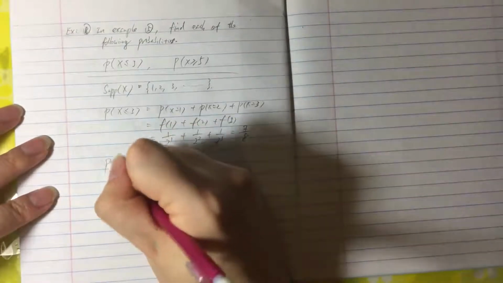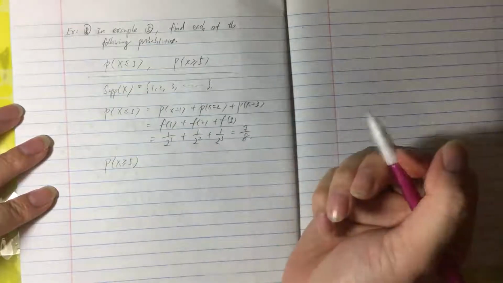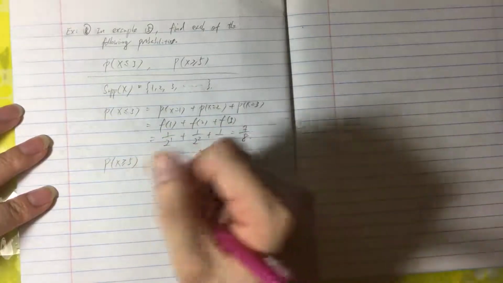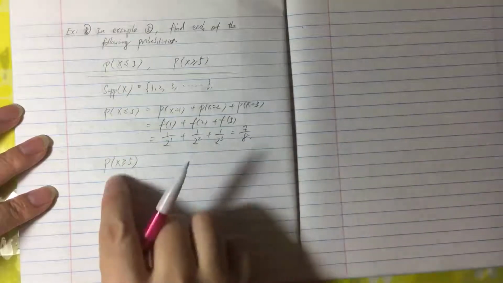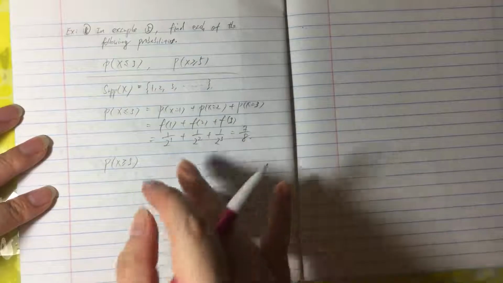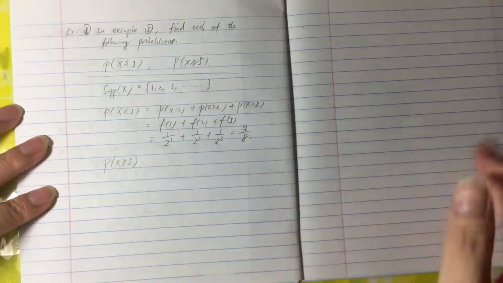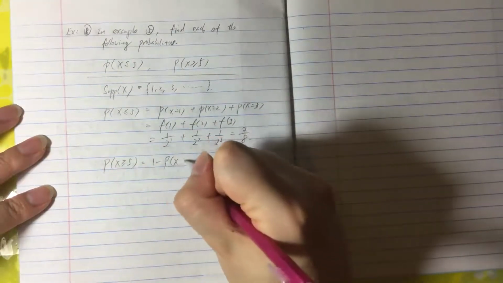Next, what's the probability that x is greater than or equal to 5? There are too many terms. X could be 5, 6, 7, 8, 9, 10 until infinity. Think of the opposite, the complement. Probability that x is greater or equal to 5. The opposite is probability that x is less than 5. That will be a little easier.